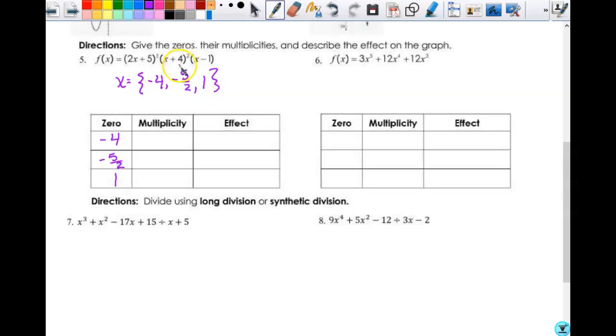So the multiplicity for this is 2. Multiplicity for this one is 5. For this one is 1. So since this is even, that means it's going to be tangent. Since that is odd, it is a point of inflection. And since this is 1, that means it just passes through.